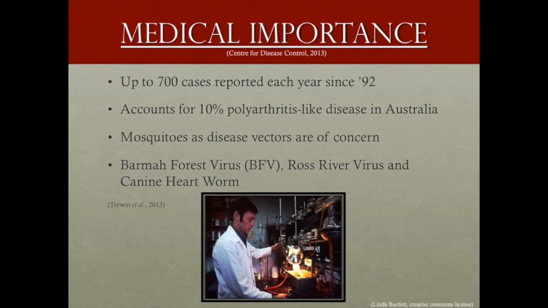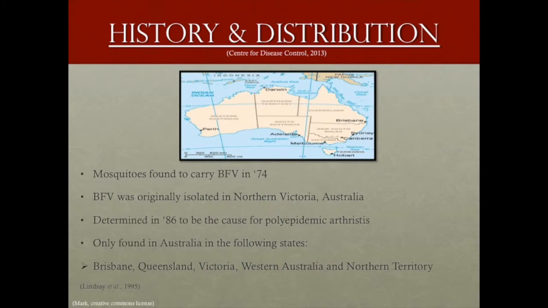found in Australia. The BFV was discovered to be transmitted by mosquitoes in 1974 in the Barmah forest, of course, in northern Victoria, Australia. Although this was where the virus was originally isolated, it was not known that it could cause disease in humans until 1986. A patient who was demonstrating polyepidemic arthritis was thoroughly examined, leading to the isolation of BFV in humans. The Barmah forest virus is only found in Australia.